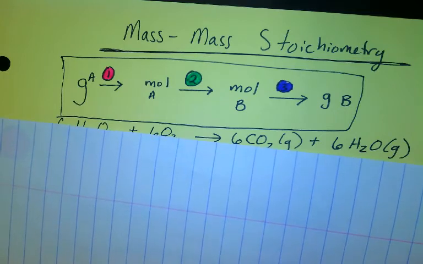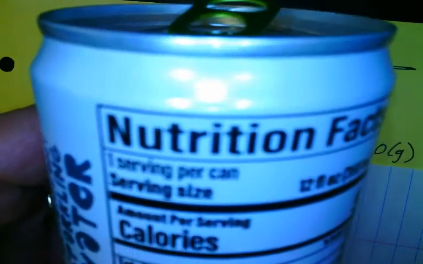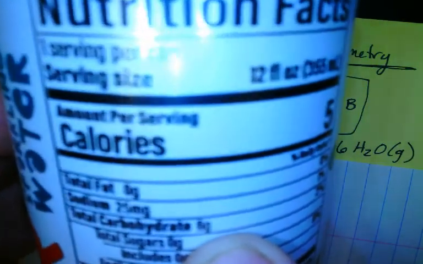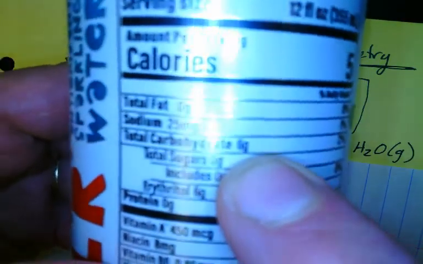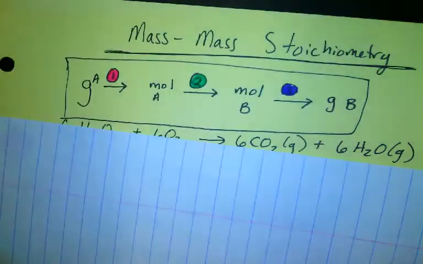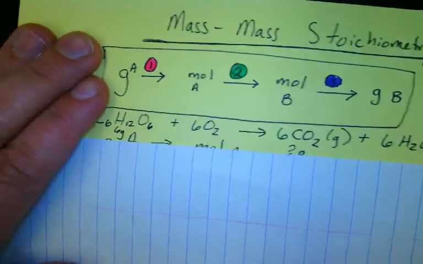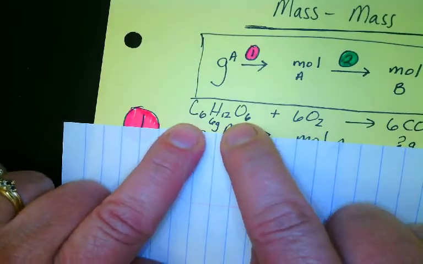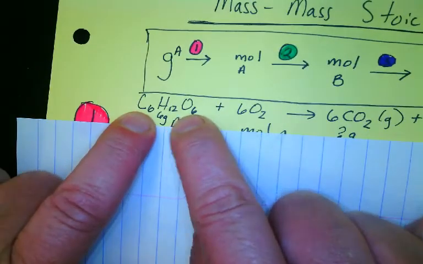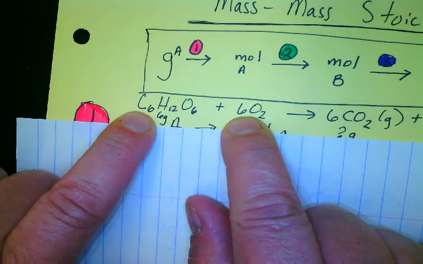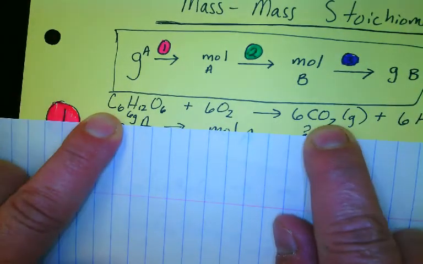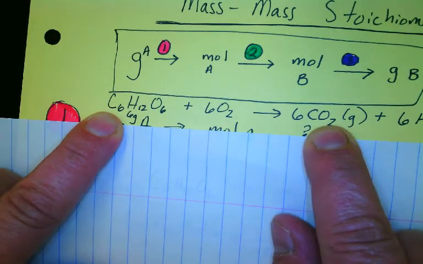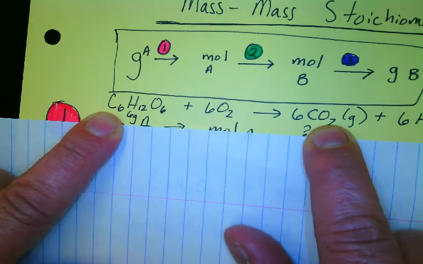And because of that, I'm going to calculate. It says 6 grams of sugar right there. Do you see it? Kind of. That says 6 grams. If I have 6 grams of sugar and I consume it, I'm going to burn it in my body. I want to see how many grams of CO2 I'm going to make from my 6 grams of sugar from my bubbler.